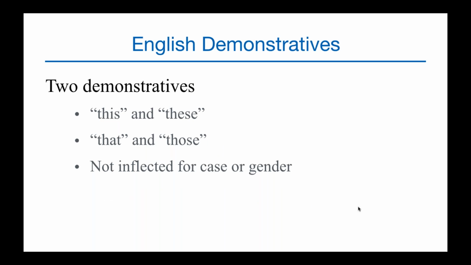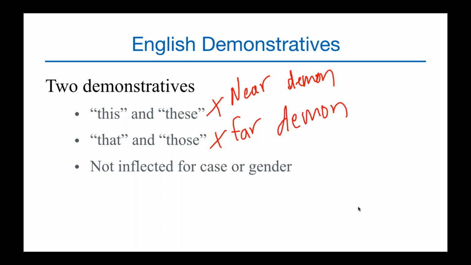So there are two demonstratives. There's the this, these type demonstrative, and there's also the that, those type demonstrative. This is used for things that are near. That is used for things that are far. And sometimes these are called the near demonstrative and the far demonstrative. Okay? Not inflected for case or gender.